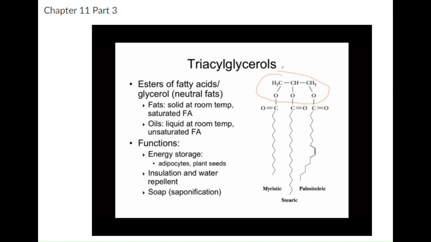Last thing here, soap. The initial way we made soap was by taking triacylglycerols and treating it with sodium hydroxide. And this basically gave a large number of fatty acids that served very nicely for making micelles and basically allowed us to effectively wash our hands. So we had a fairly good method for washing our hands thanks to the lipids that we found in various organisms.